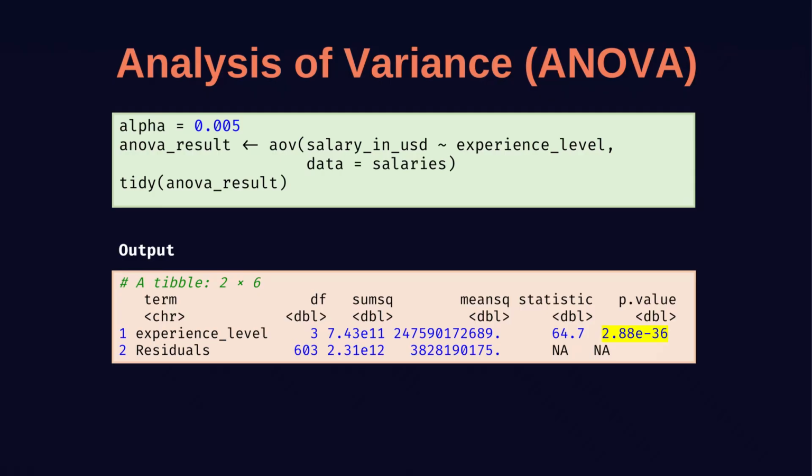We specify the formula using the tilde in the middle. The dependent variable, salary in USD, is on the left of the tilde, and the grouping variable, experience_level, is on the right of the tilde. We then call the tidy function to print the ANOVA results. The p-value is 2.88 times 10 to the power minus 36. Since this is smaller than our significance or alpha level of 0.005, we conclude that at least two of the experience levels have significantly different compensations. However, this result doesn't tell us which specific categories differ from each other.